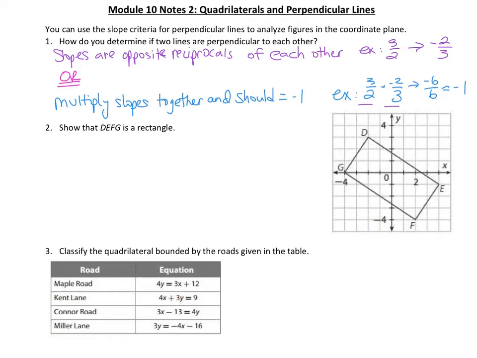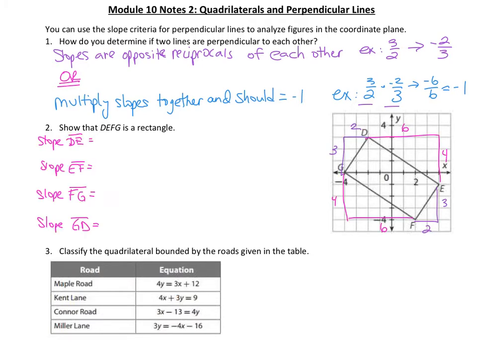So on number 2, now we are going to prove that the quadrilateral DEFG is a rectangle. Not only can we say that the opposite sides are parallel to each other, but we also need to show that in the corners, where they intersect, our slopes create perpendicular lines. So we need to first show that we have two pairs of opposite sides that are parallel, and then we need to check that the corners create perpendicular angles.